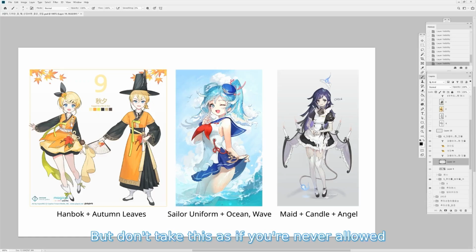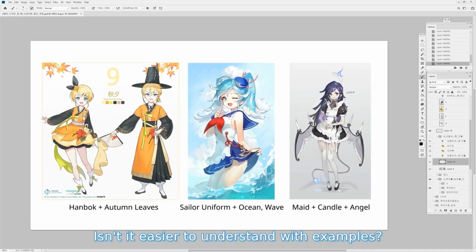But don't take this as if you're never allowed to show more than 3 themes. As you paint, you might think it's too excessive or hard to recognize. And you could ask others if they understand it, and if they can't, then you should reduce the number of themes. It's good to think about it this way. Isn't it easier to understand with examples?